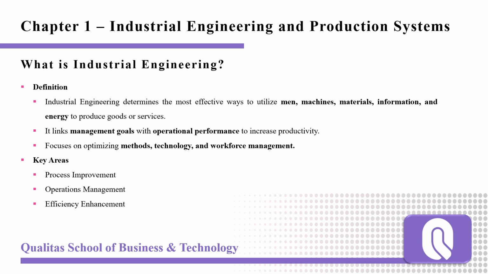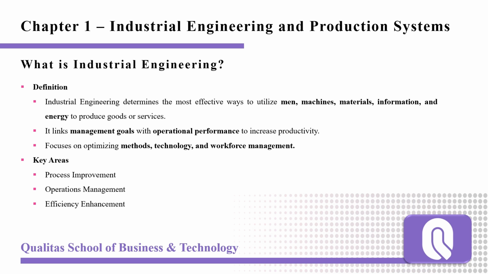For machines, think about a printing company with multiple printing presses. An industrial engineer will analyze machine downtime, maintenance schedules, and production speeds to maximize equipment utilization. They might implement predictive maintenance systems that prevent breakdowns before they occur.